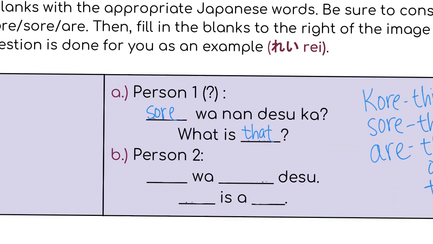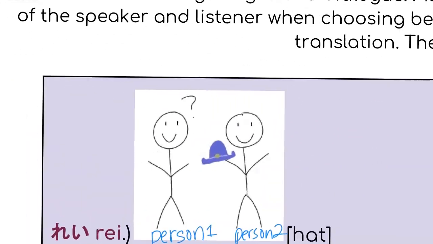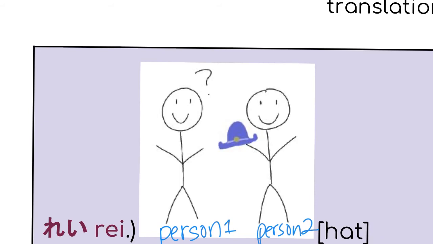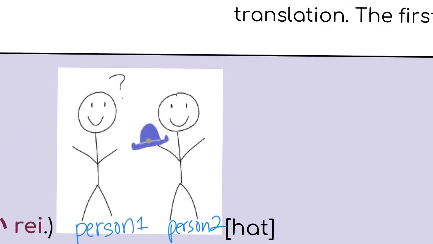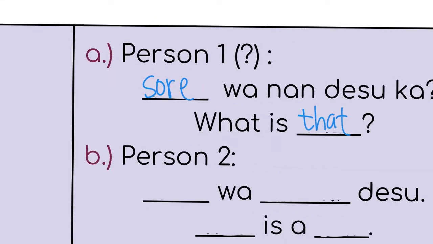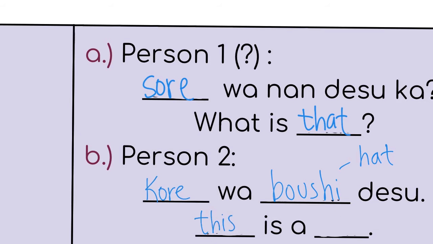All right, now let's think. How will person 2 respond? Will he say, that is a hat when he's holding it? Or would he say, this is a hat as he's holding it? I think he would say, this is a hat, since he is holding it. That would make the most sense. So we can say, person 2 says, kore wa boshi desu. Boshi is hat. So then we'd say, this is a hat.